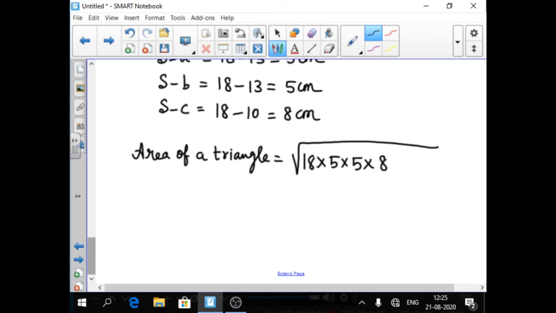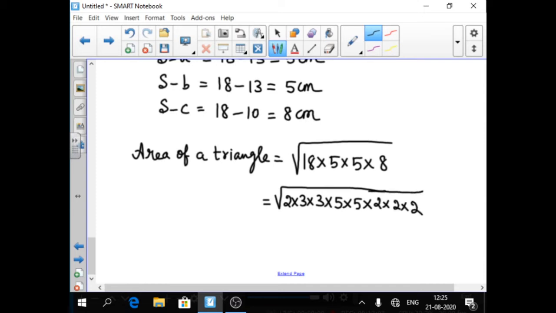Okay, then what we want to do, we want to split the numbers into prime factors. Okay, we are going to split into prime factors. So we know that 18 is 2 into 3 into 3, 3 3s are 9, 9 into 2 is 18. So then 5 into 5, then 8 can be split as 2 into 2 into 2.